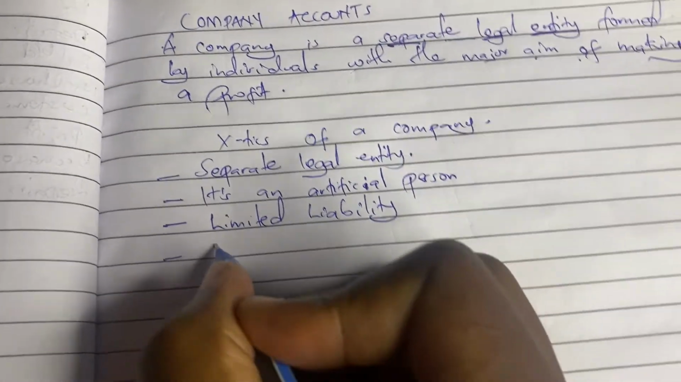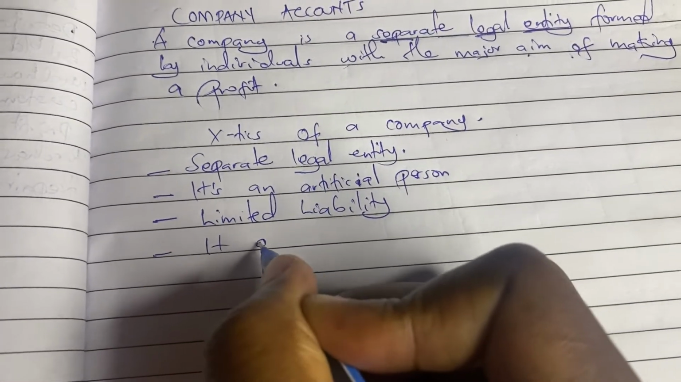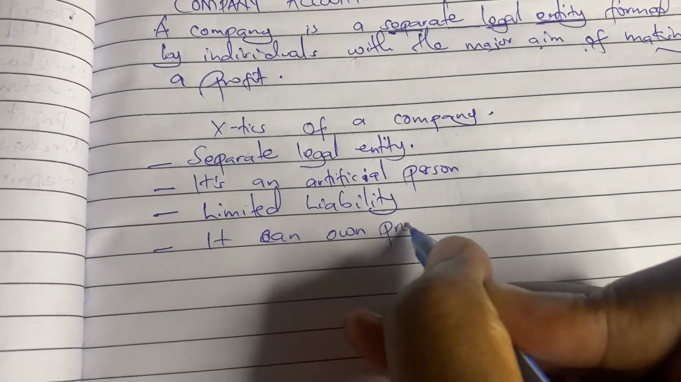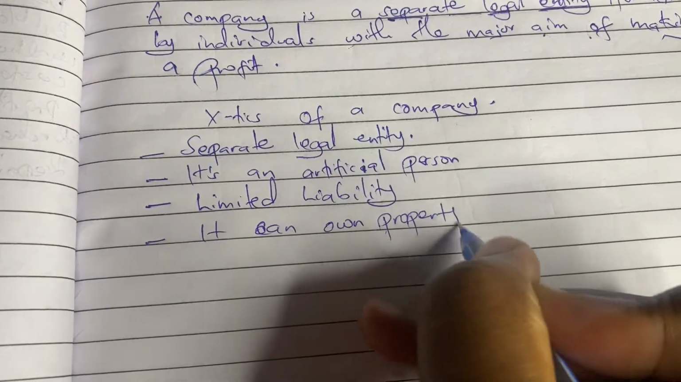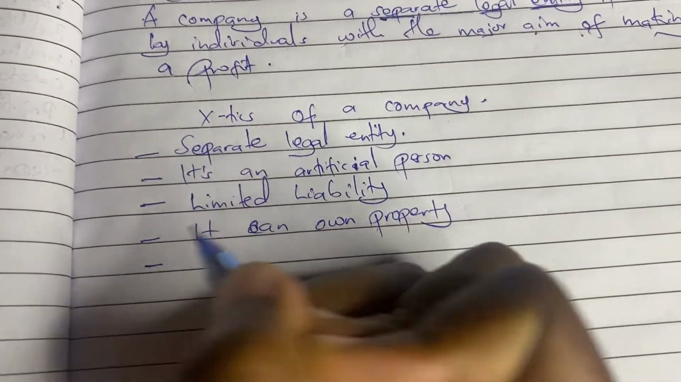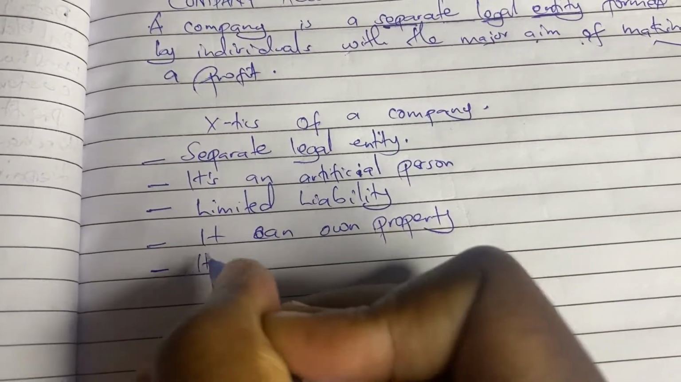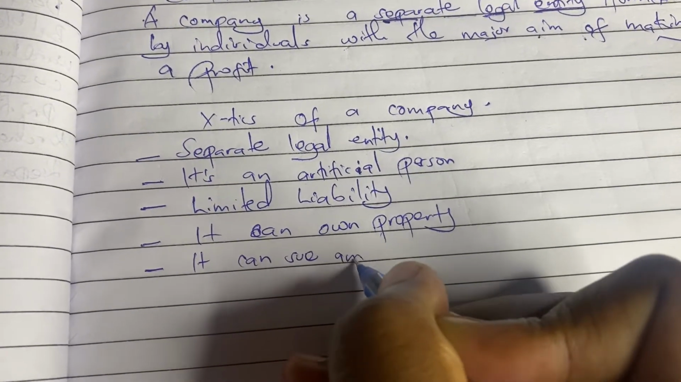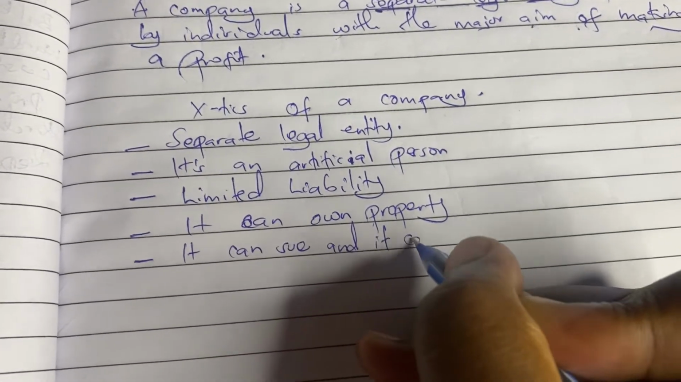Then another characteristic is that it can own property. As we said, it's an artificial person, so it can own property. Then it can sue, and it can be sued.